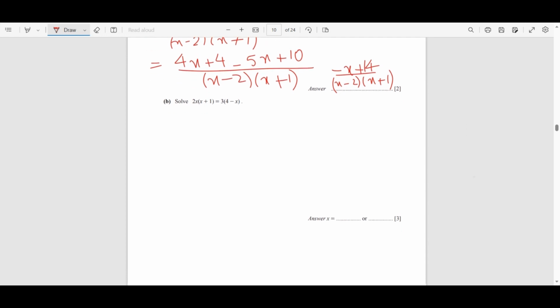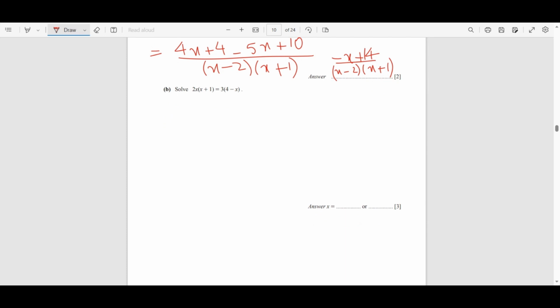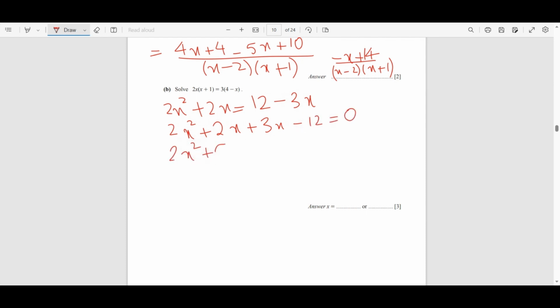Okay, so for part B, solve this. Okay, I'm gonna open up the brackets. Move everything to one side of the equation. Simplify it. And the factors are going to be 3 and 8.